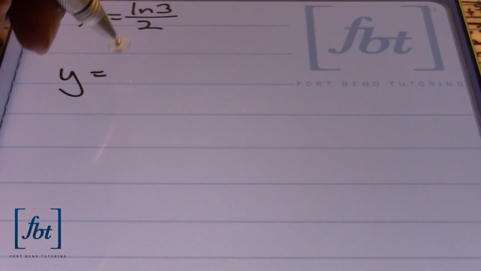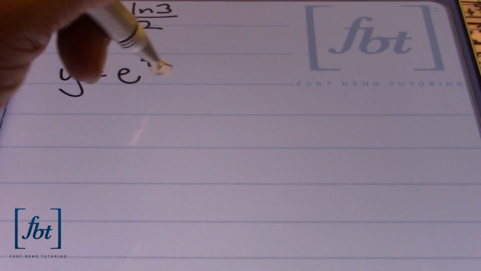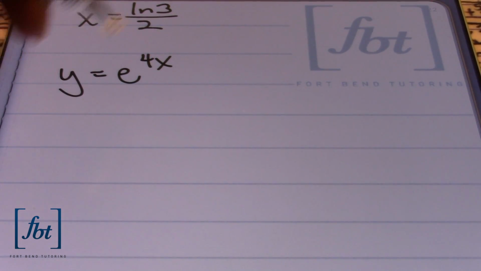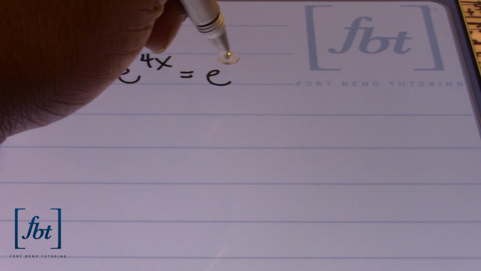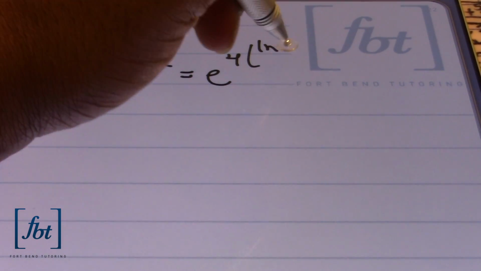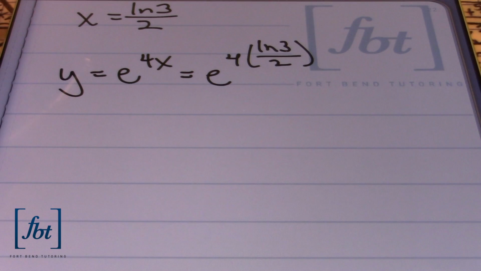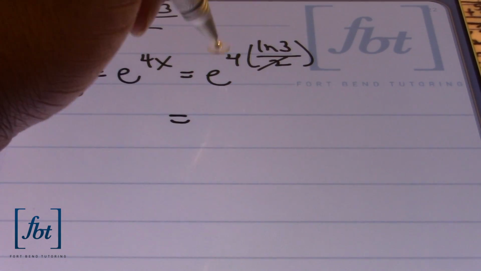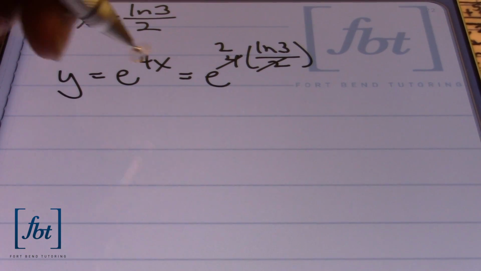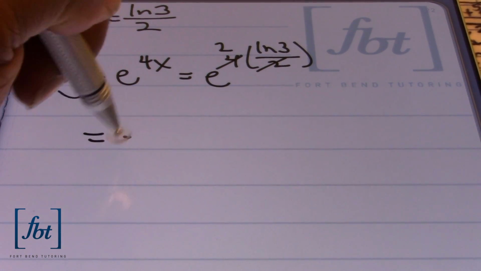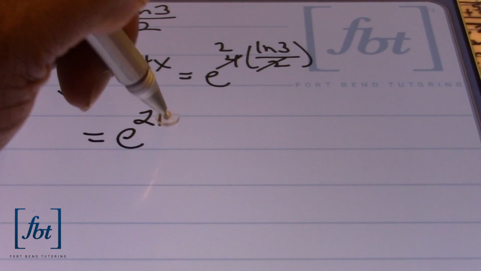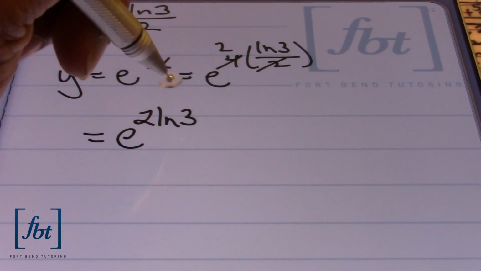We'll have y equals e to the 4x. Well, this is equal to e to the 4 times the natural log of 3 divided by 2. If this is the case, we should have 2 going into 4 twice. And then from here, we can simplify this to show that this is going to be e to the 2 times the natural log of 3.